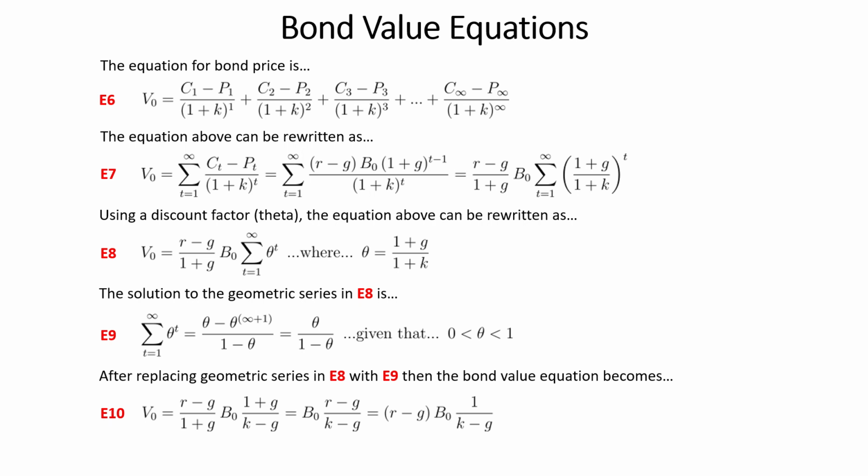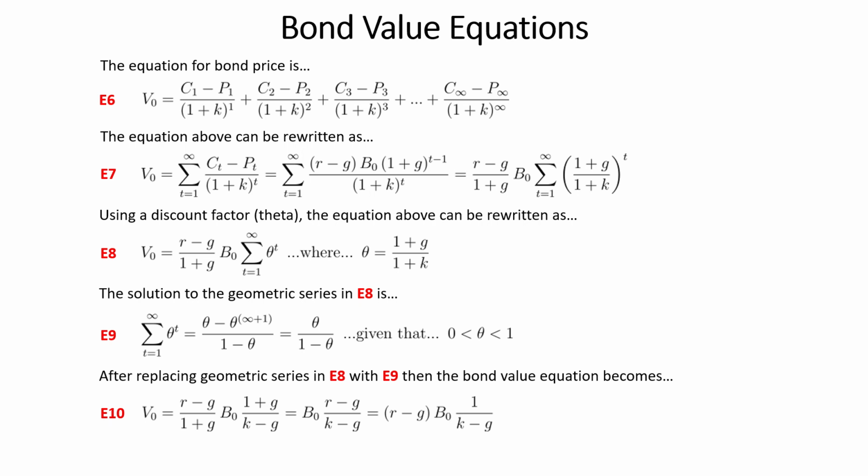Equation E8 basically says that the value of the perpetual debt equals R minus G over 1 plus G, times the principal balance at the beginning of year 0, times that summation. And just like with a term bond, that summation is a geometric series. The last thing we want to do is go through that summation, because we would have to take theta to the 1 plus theta to the 2 plus theta to the 3 all the way to theta to the infinity, and by definition we would never get there.